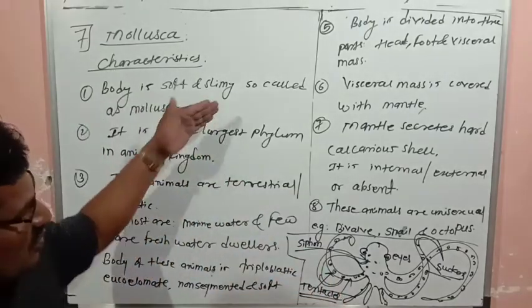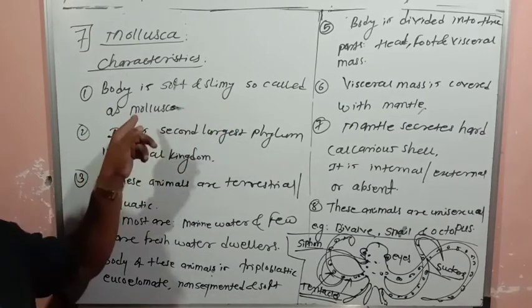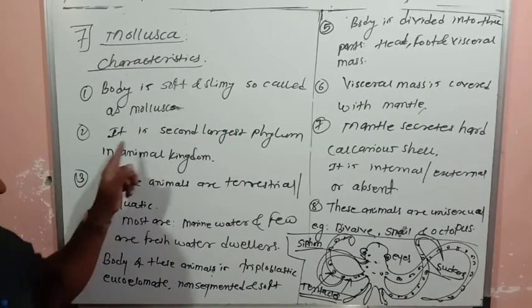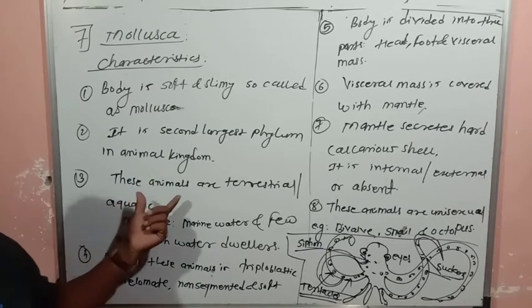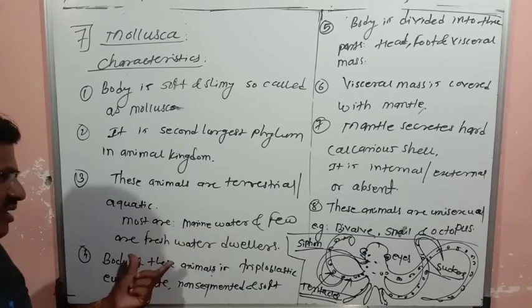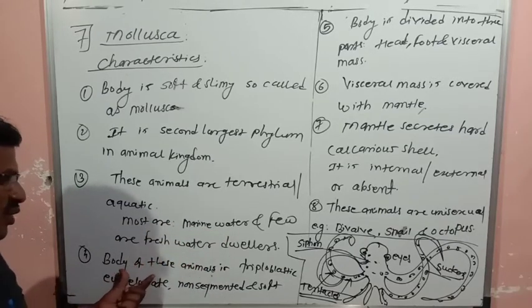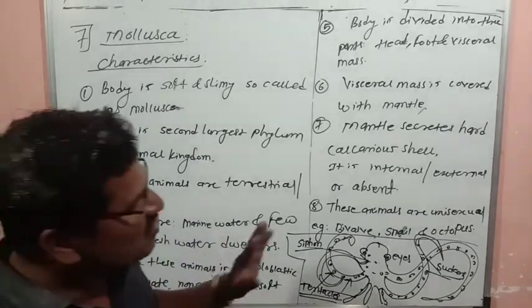Now after this, one more time we'll repeat this. First thing is their body is soft, slimy, so they are called mollusca. It is the second largest phylum in the animal kingdom. Third, these are terrestrial or aquatic. Most are marine, few are freshwater dwellers. The body of these animals is triploblastic, eucoelomate, and non-segmented soft.